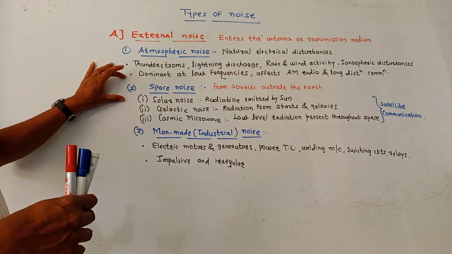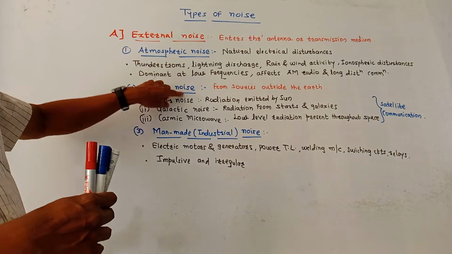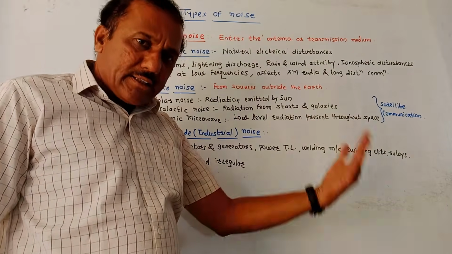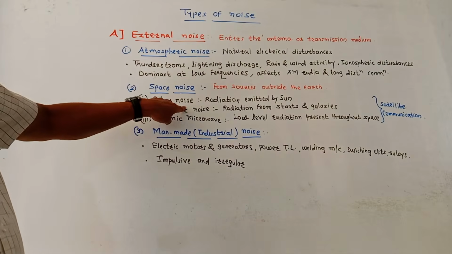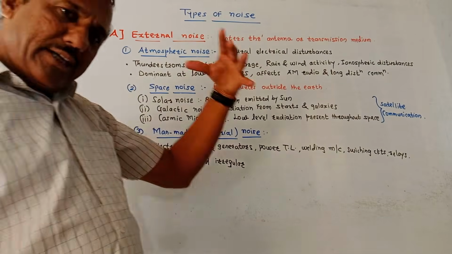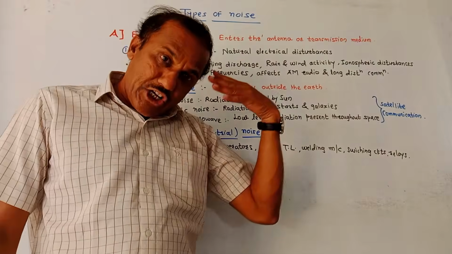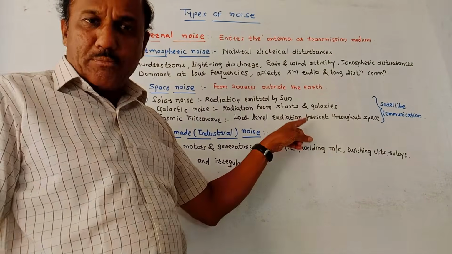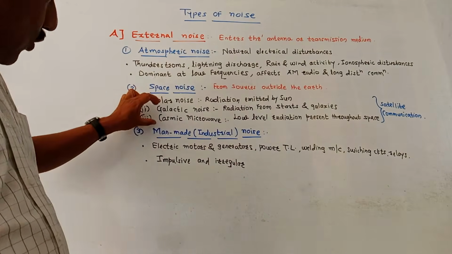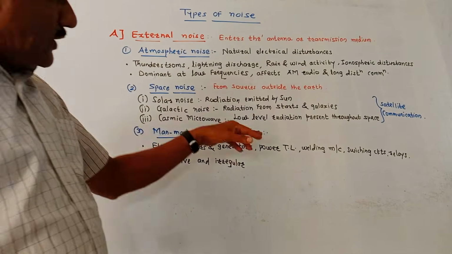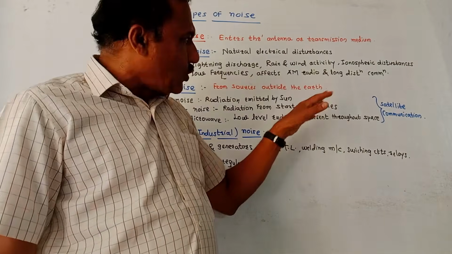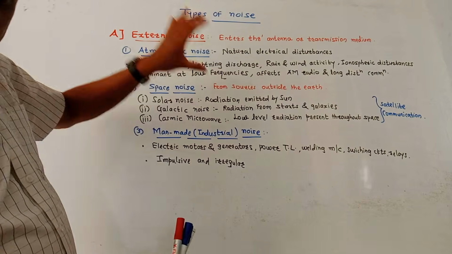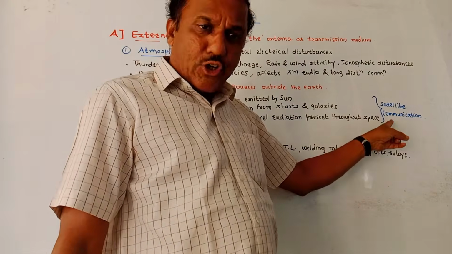Second subtype of external noise is space noise. This type of noise is generated from sources outside the earth. For example, solar noise. As the name indicates, it is the noise generated due to the radiation from the sun. Then galactic noise, it is due to the radiation from stars and galaxies. Then cosmic microwave, there is a low level radiation which is present throughout space. It produces noise. Actually, this space noise mainly affects satellite communication.